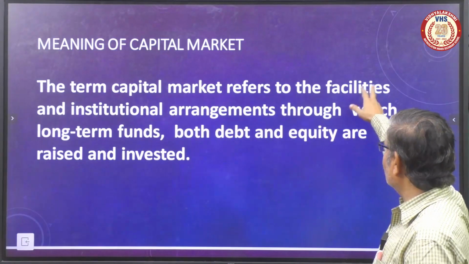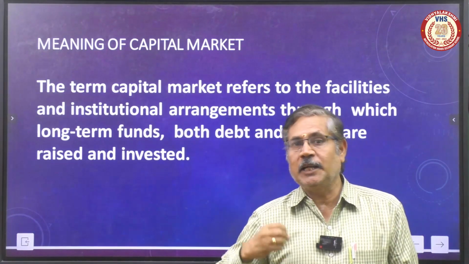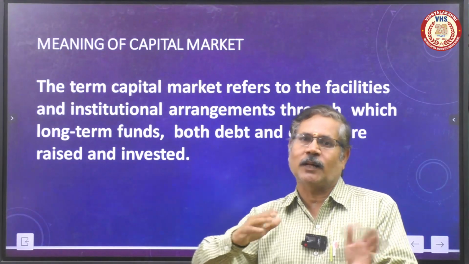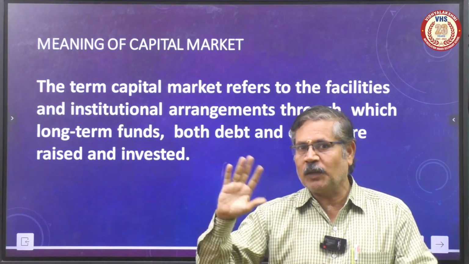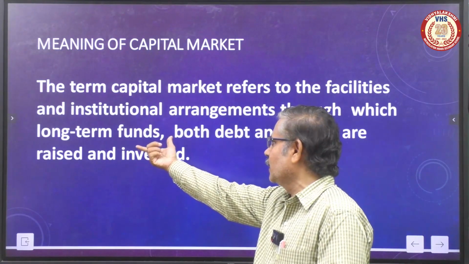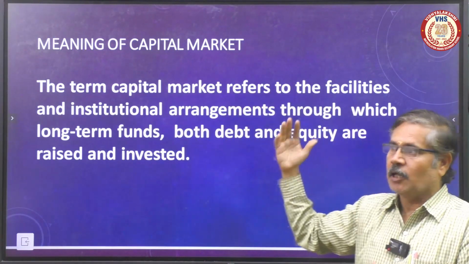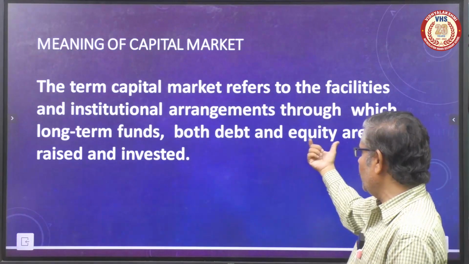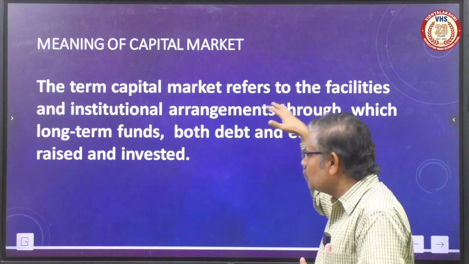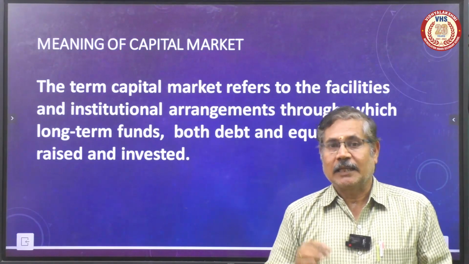The term capital market refers to a facilitating institutional arrangement. When any institution needs money, that arrangement is through a long term process, not short term. Short term we generally call money market, but long term we call capital market. That is why it is clearly given: long term funds, both debt and equity. Equity means borrowing from the investor, debt means borrowing a loan from a financial institution, raised for institutional development, that is what is meant by capital market.